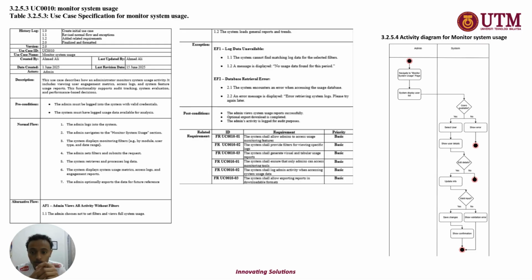In this use case, monitor system usage, this use case describes how the administrator views system activity, including user engagement, access logs, and feature usage to support performance evaluation. As you can see in the activity diagram, the admin navigates to monitor system. After that, the admin will display the user list, and the system makes a decision on whether the user is available or not. If not available, it will show an error. If available, the admin will select it and show user details. After that, the admin can edit the details by updating and making some changes.